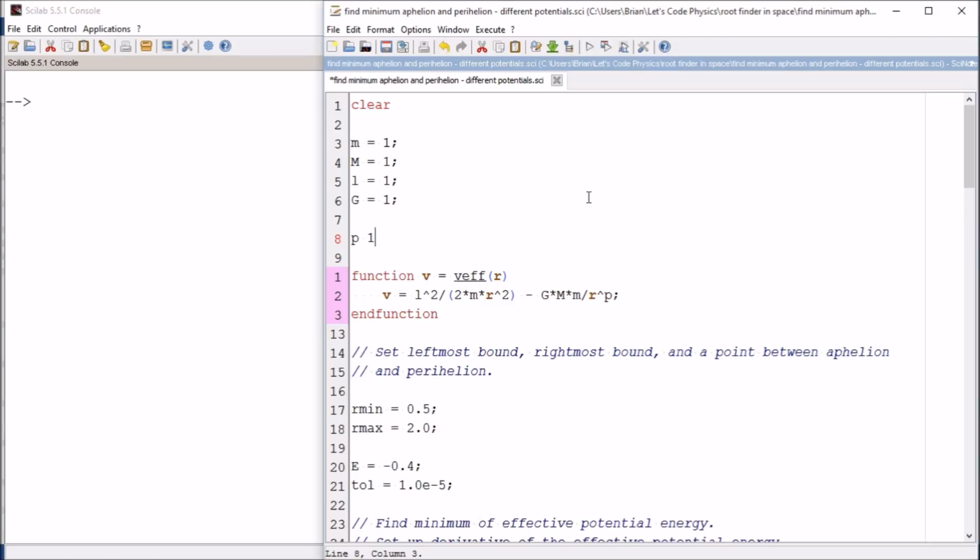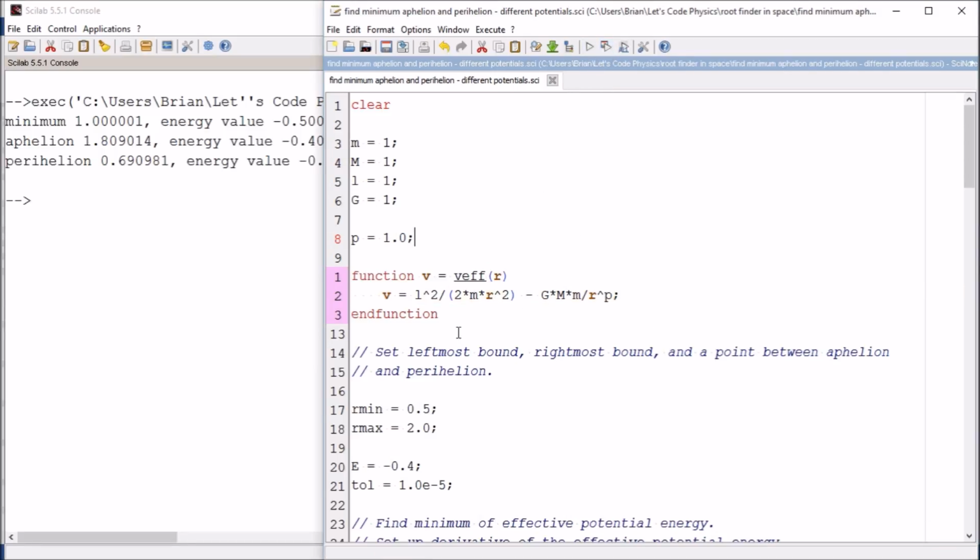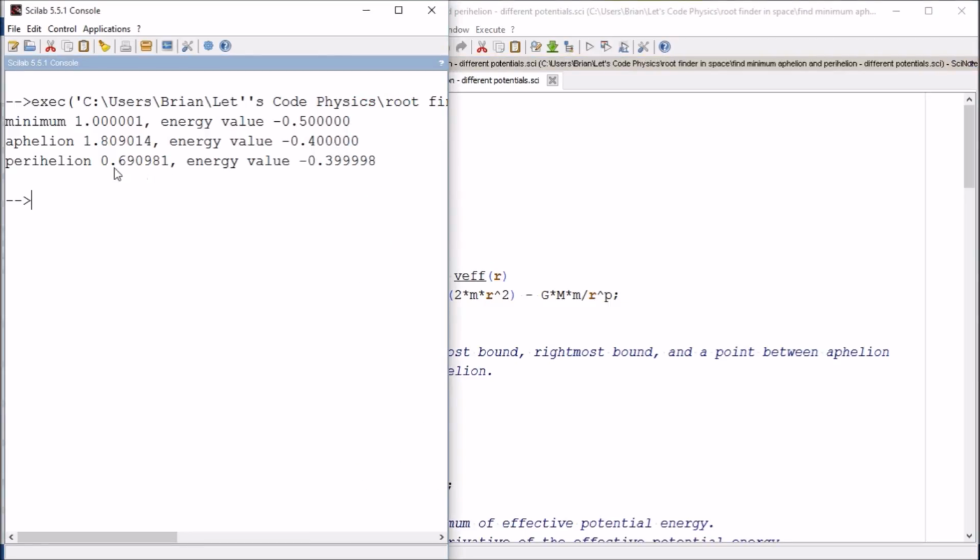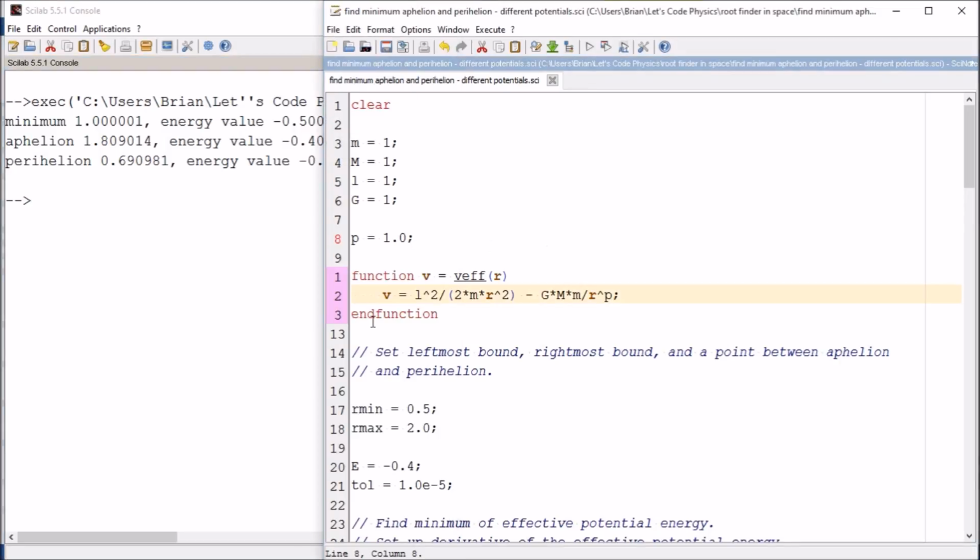So we've been working with a power of P equal to 1.0. And so if I just make these changes to the code, I'll get the same kind of results that I got before. I get a minimum right at 1, an aphelion of 1.8 and some change, and a perihelion of 0.69 and some change. So that's what we've been getting. Those line up with our energy value of negative 0.4. So this is working out well for us.